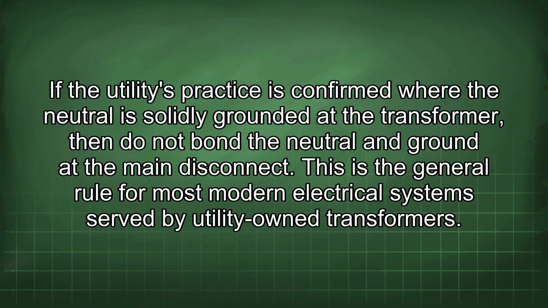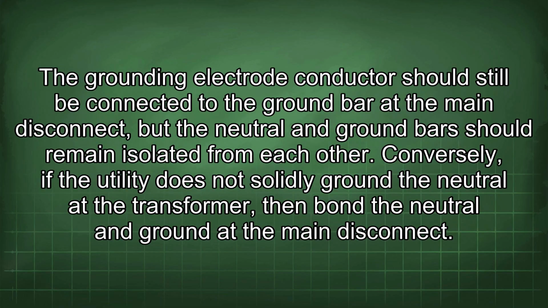If the utility's practice is confirmed where the neutral is solidly grounded at the transformer, then do not bond the neutral and ground at the main disconnect. This is the general rule for most modern electrical systems served by utility-owned transformers. The grounding electrode conductor should still be connected to the ground bar at the main disconnect, but the neutral and ground bars should remain isolated from each other.